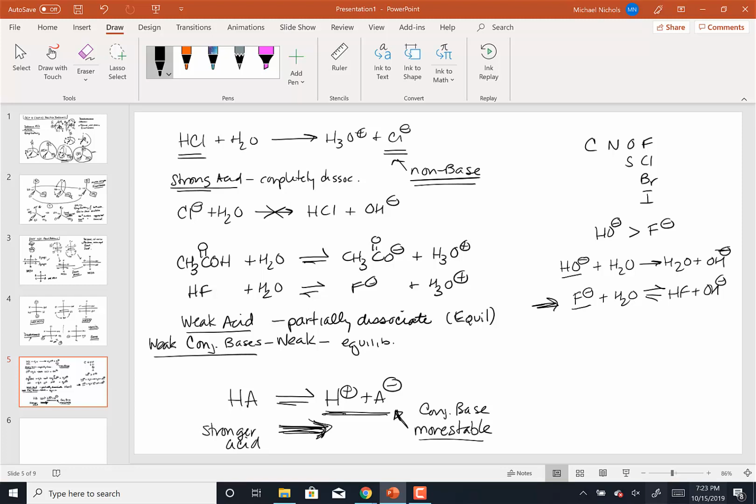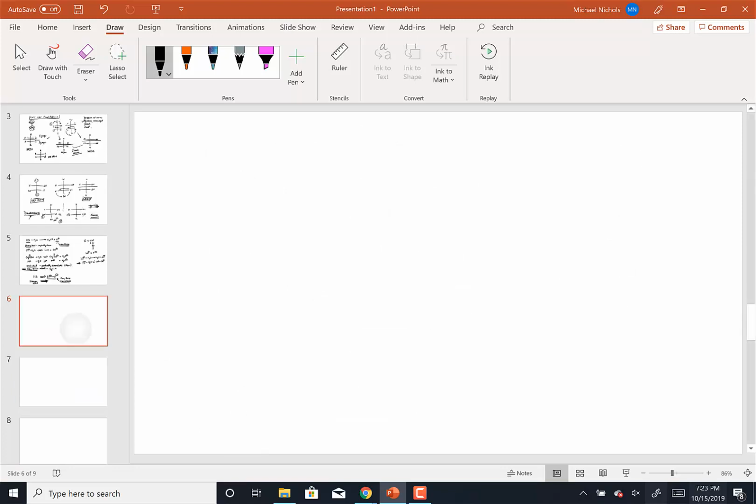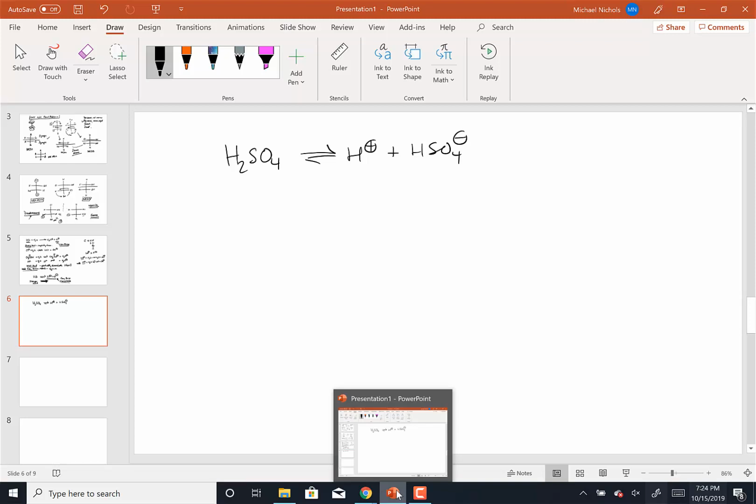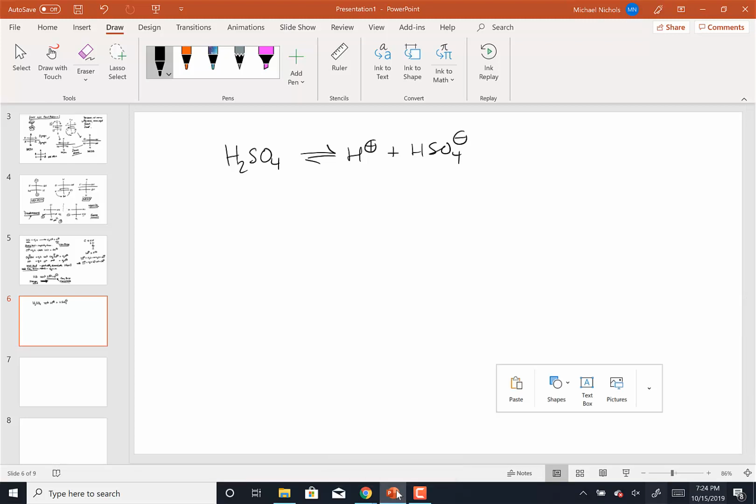more stable. And one of the easiest ways to do that is resonance. So let's take a look at that. So for instance, we know that H2SO4 will dissociate into H plus and HSO4 minus. Why is HA, and this is a complete dissociation. Why is it a complete dissociation?